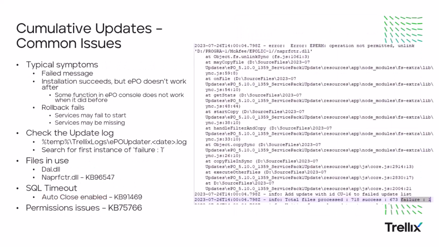Okay, cumulative update, common issues. There are a few issues that we see on a more frequent basis, so I wanted to mention those here. First of all, what are the symptoms that you see when you try to run an update and it doesn't work? The most simple version of a failure is a straight failure message, right? You try to run the updater and it comes up and tells you that it failed to install.